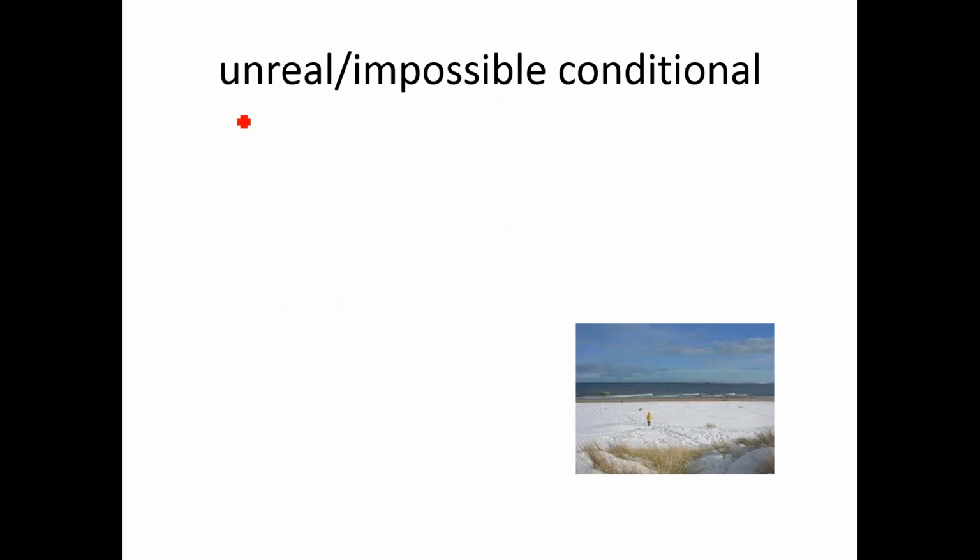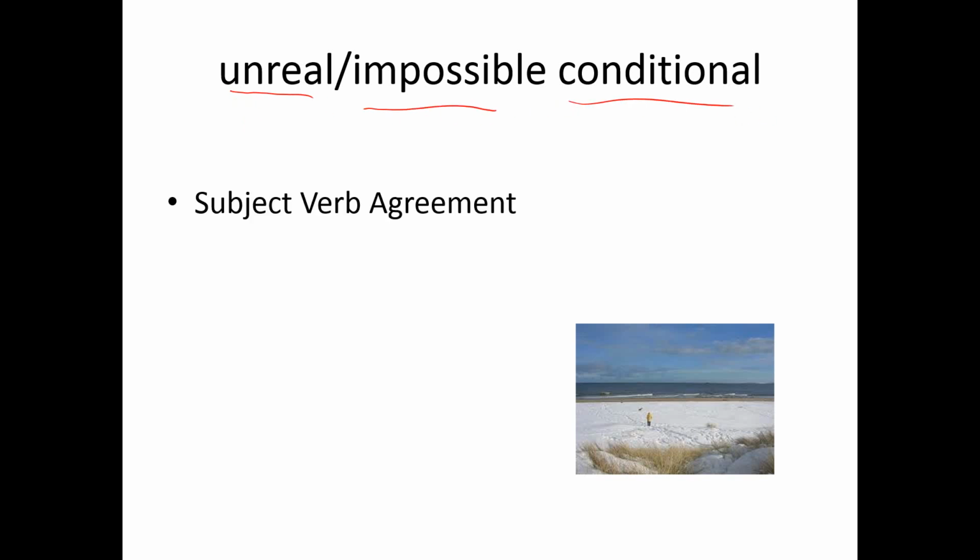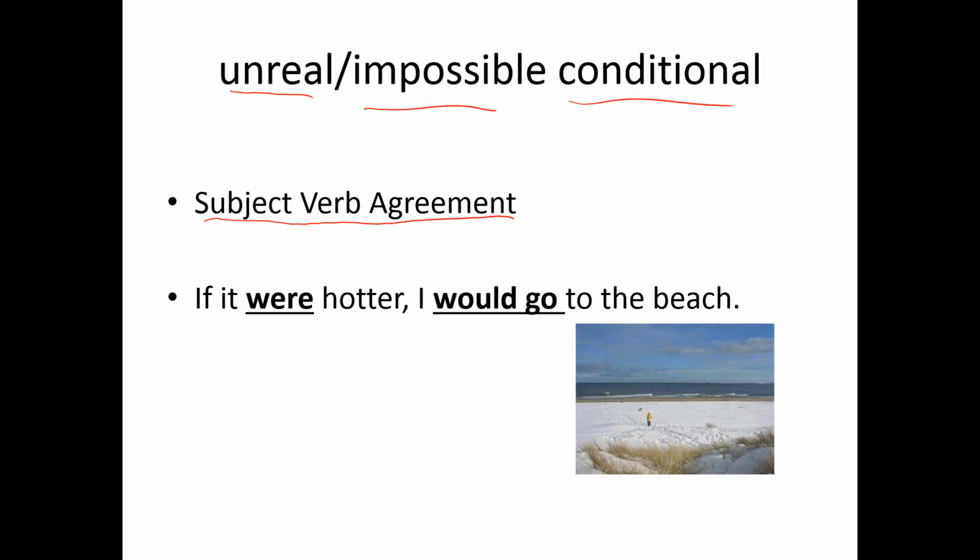Okay, let's look at some more examples of unreal, impossible conditional sentences. But first, let's talk about a subject and verb agreement issue. Look at this sentence. If it were hotter, I would go to the beach. It's not hotter. It's not going to be hotter. You can see in the picture, it's snowing. So, if it were hotter, normally, if you see it, you would want to put was.